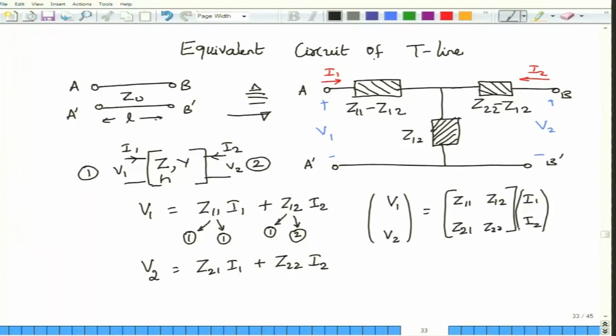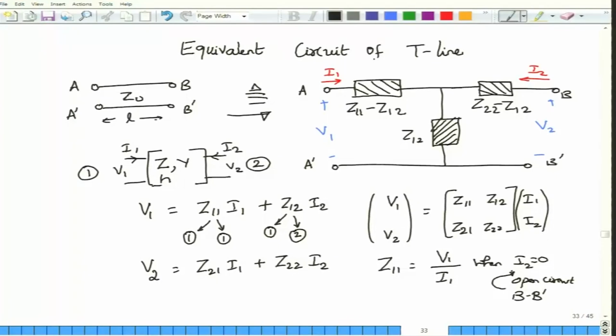Just to remind you what it is, Z11 is actually the ratio of the voltage measured at port 1 to the current that is measured at port 1 when the current I2 is set to 0. So, when can current I2 be set to 0? When we open circuit that second plane B and B prime, so that no current actually flows through this. The interpretation of the other parameters I will leave to you, they are all very similar.